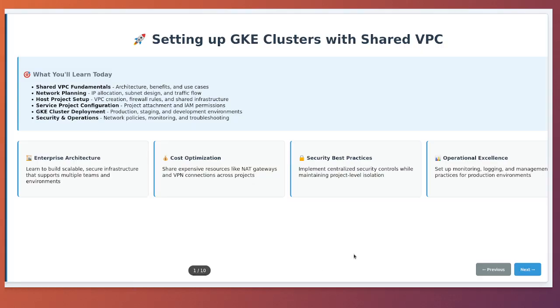Welcome to our comprehensive guide on setting up GKE clusters with Shared VPC. This presentation will take you through everything you need to know to implement enterprise-grade Kubernetes infrastructure in Google Cloud.